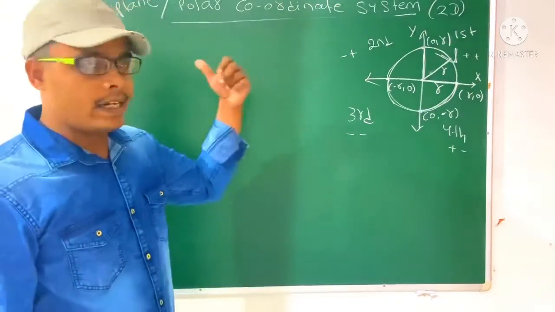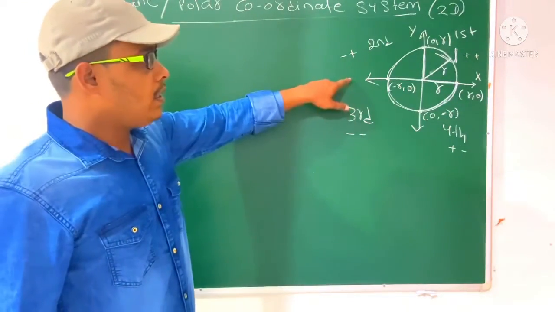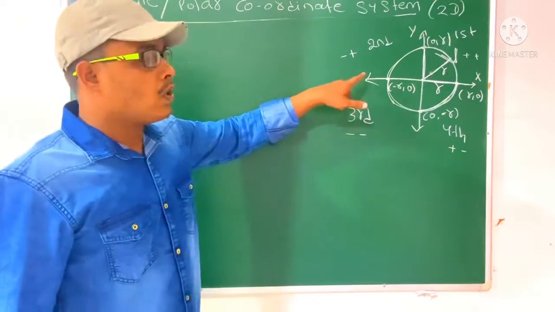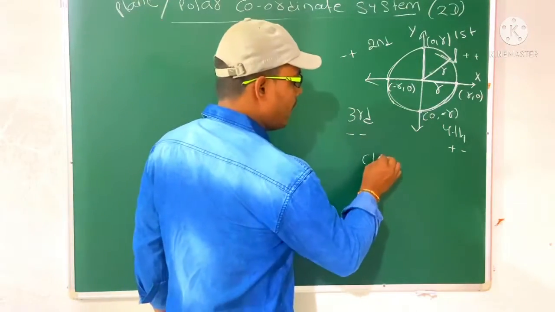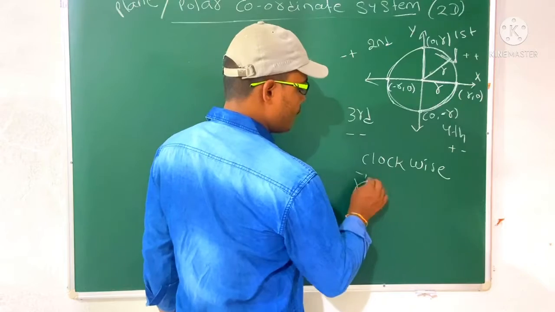So in the anti-clockwise sense, we have seen how we parameterize it. But in the clockwise case, for the clockwise path, what will your r be?